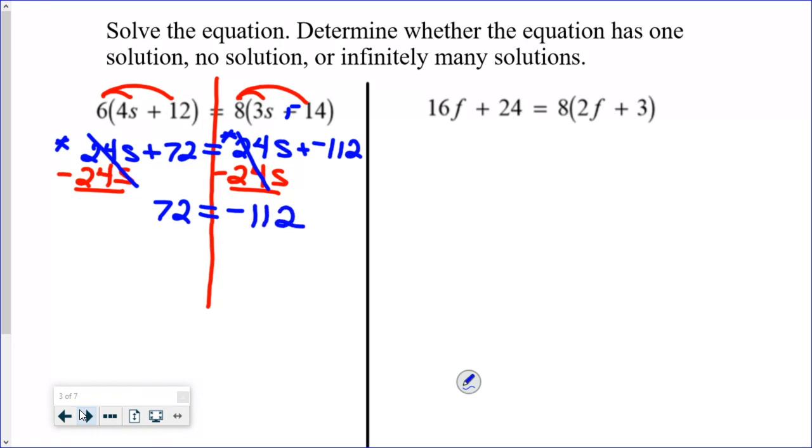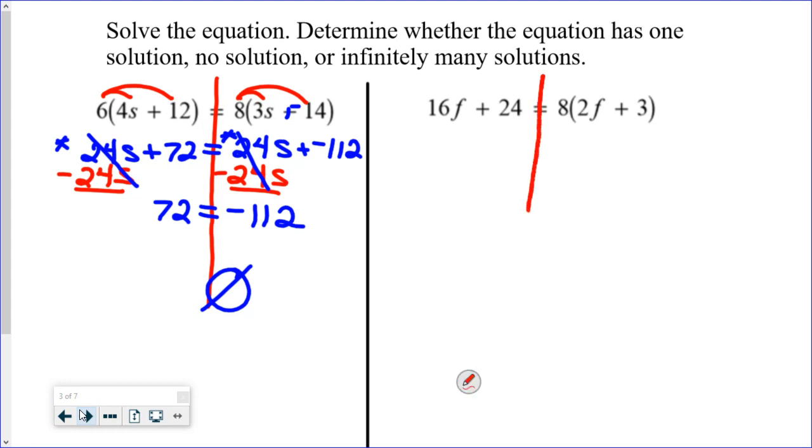Now think, does 72 equal negative 112? Hopefully you're saying, no, that makes no sense. They don't equal. This is a no solution when the left and the right don't make any sense. Okay, that's a no solution.